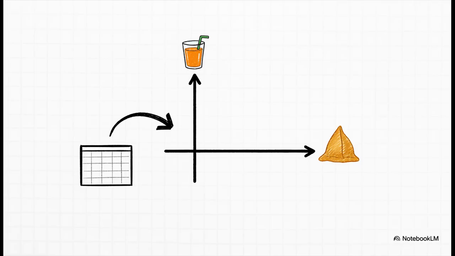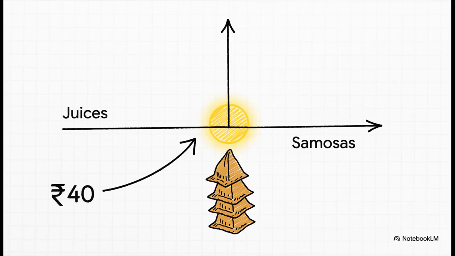Now, reading a table is one thing, but this is where it gets really cool. We can actually turn all those numbers into a simple picture. Think of it like a map of your spending power. We'll just put samosas on the horizontal line at the bottom, the x-axis, and juice on the vertical line, the y-axis. Let's start with the extremes, right?